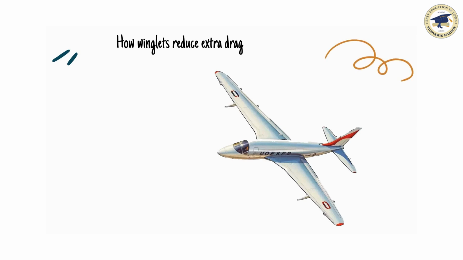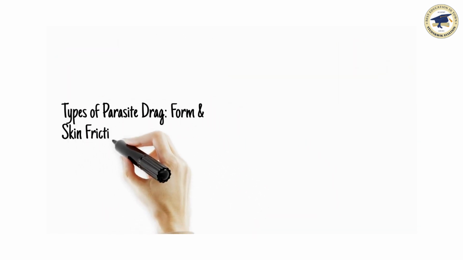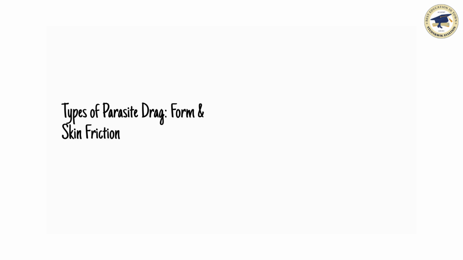Parasite drag has three distinct types: form drag, caused by airflow separating from the surface, creating turbulence and pressure drag. Streamlining shapes reduces form drag, while blunt or exposed parts increase it.